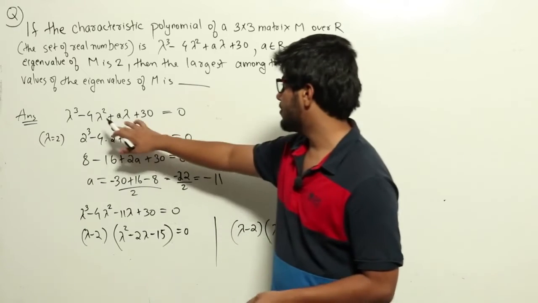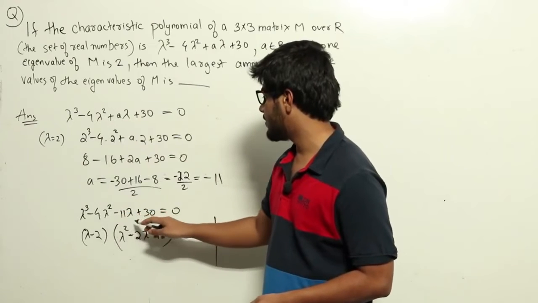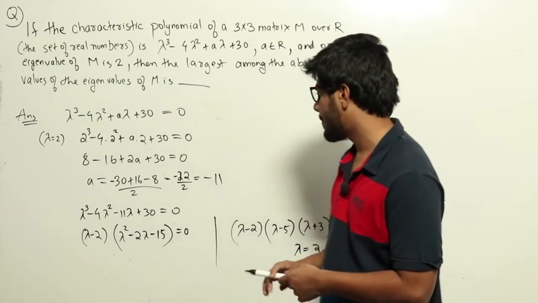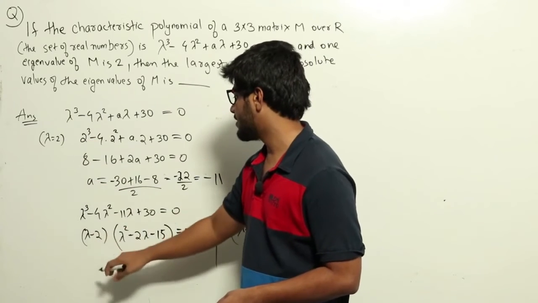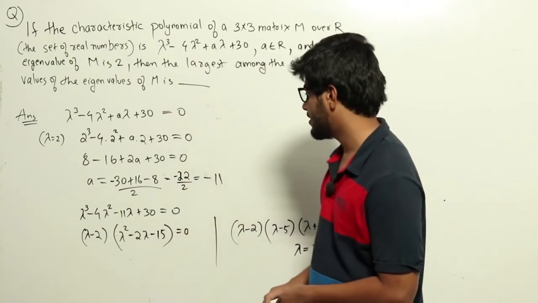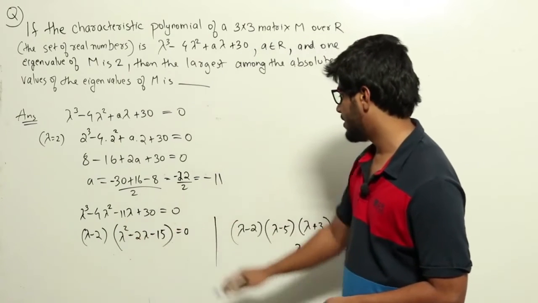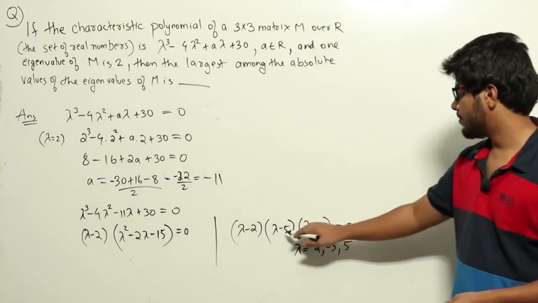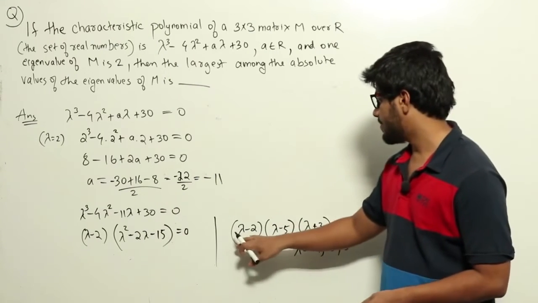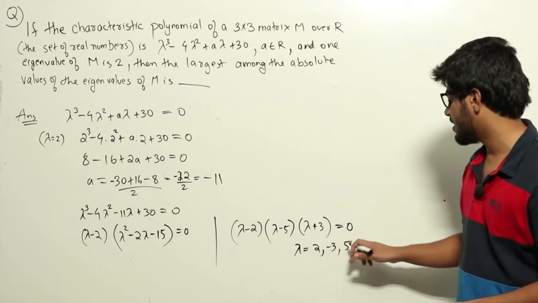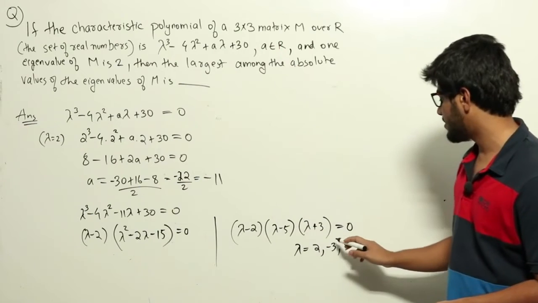Now I can put the value of a in this equation. Now I will get lambda cube minus 4 lambda square minus 11 lambda plus 30 equal to 0. Lambda minus 2 I will take out as a factor because we know 2 is a root of this equation. So it will be lambda minus 2 into lambda square minus 2 lambda minus 15. That is nothing but lambda minus 2 into lambda minus 5 into lambda plus 3 equal to 0. So the value of lambda is 2, minus 3 and 5, meaning the eigenvalues of the matrix given here are 2, minus 3 and 5.